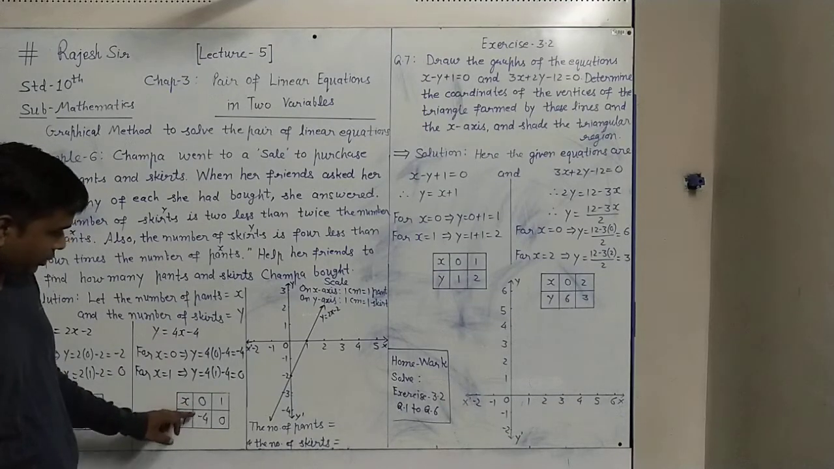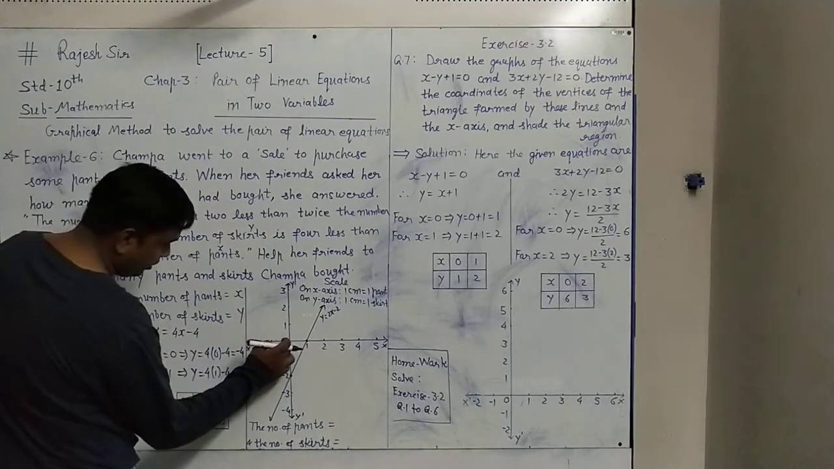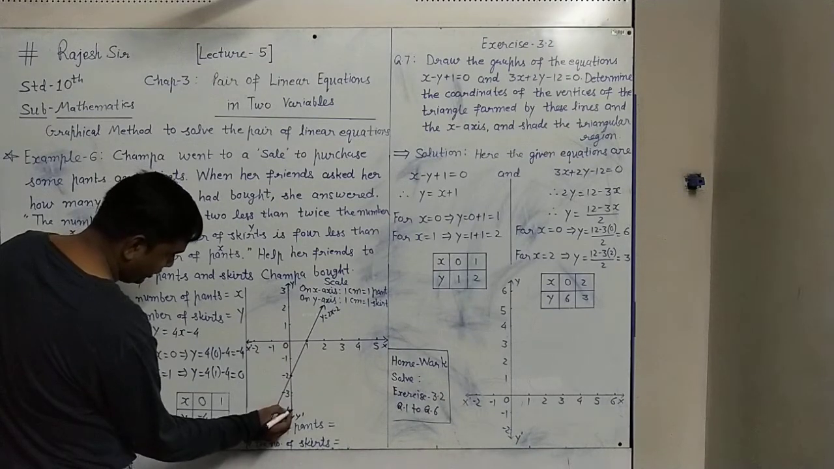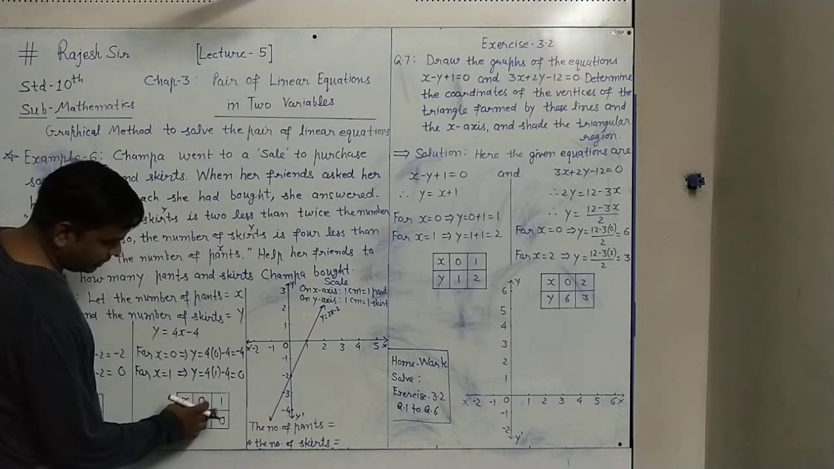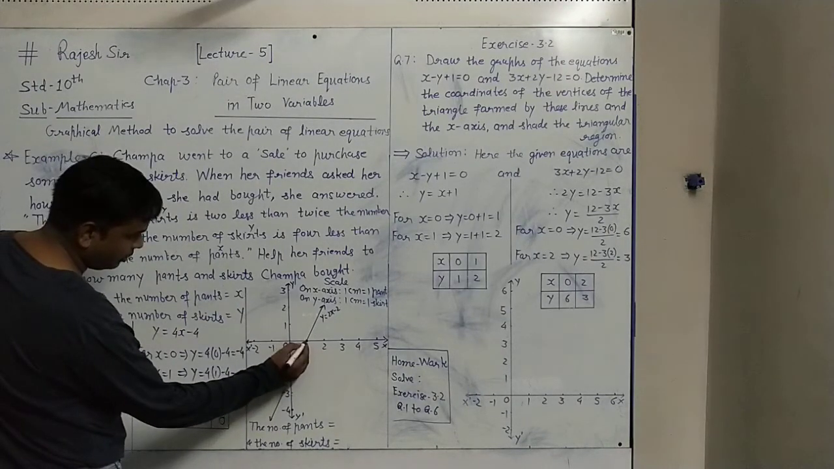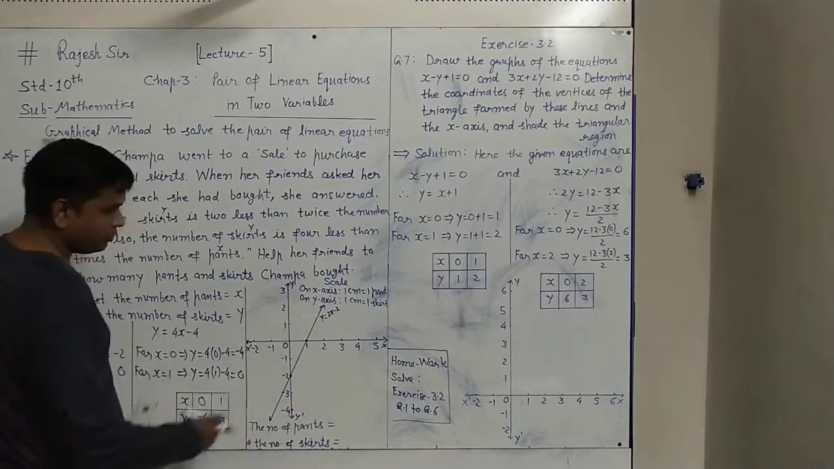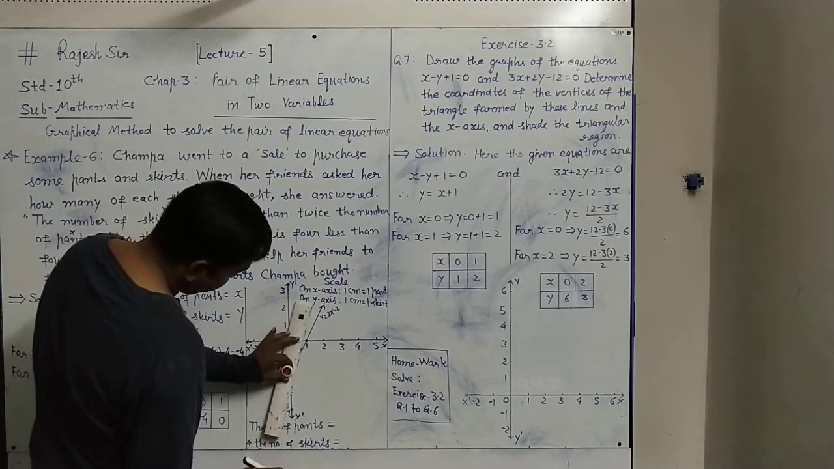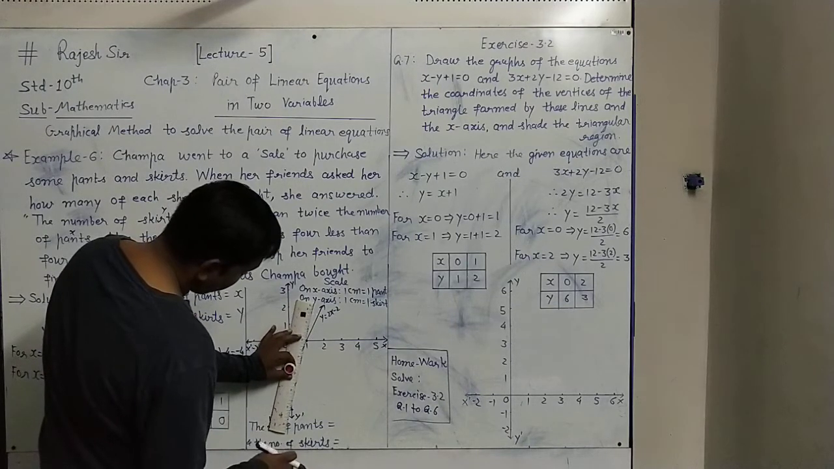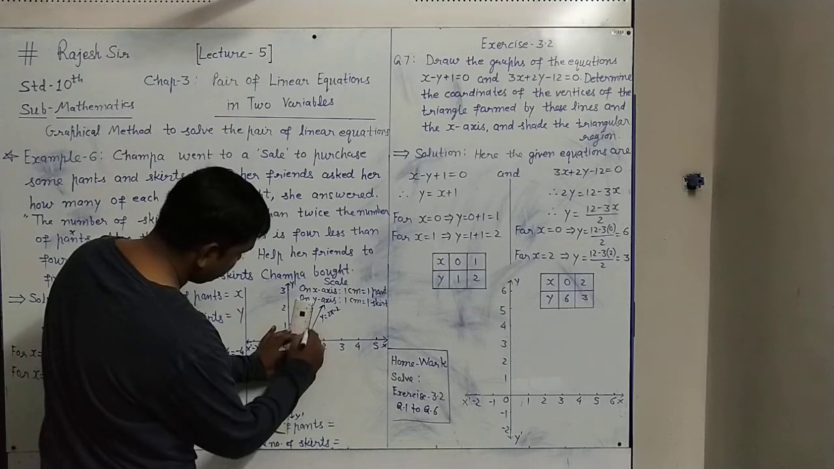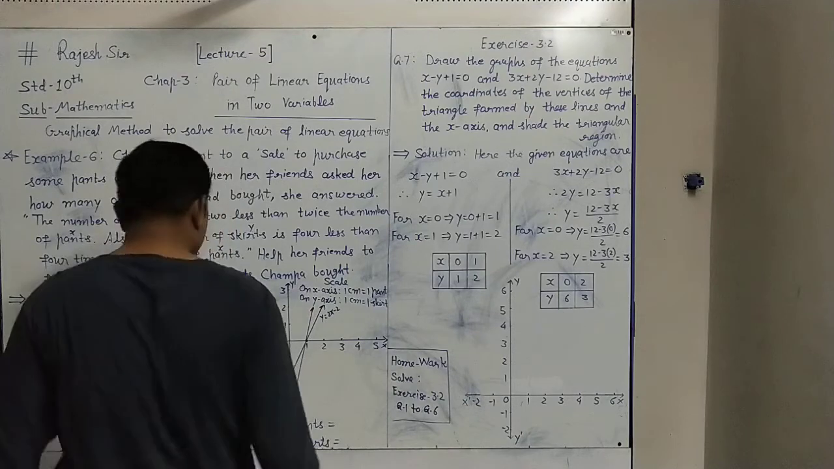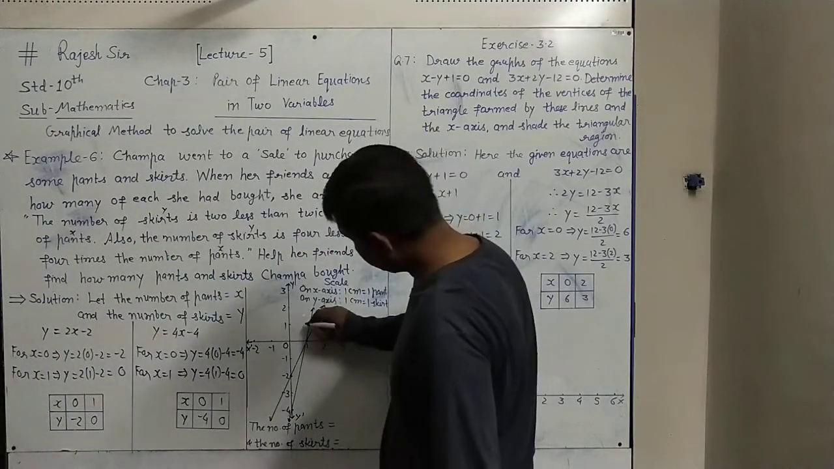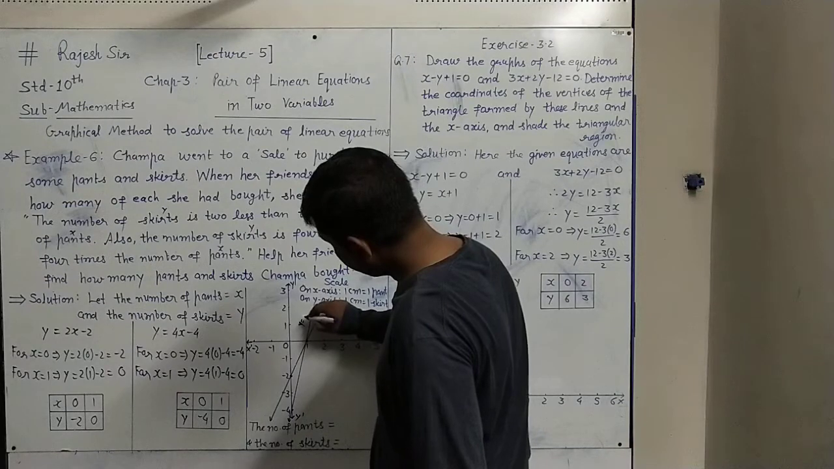So in this, x is 0, y is minus 4. x is 0 here only, y is minus 4 on the y-axis. This point will be (0, -4), and the next point is (1, 0), 1 on x, 0 on y, which means this point only. Now join these 2 points (0, -4) and (1, 0) this way. This represents the other equation, that is y equals 4x minus 4.